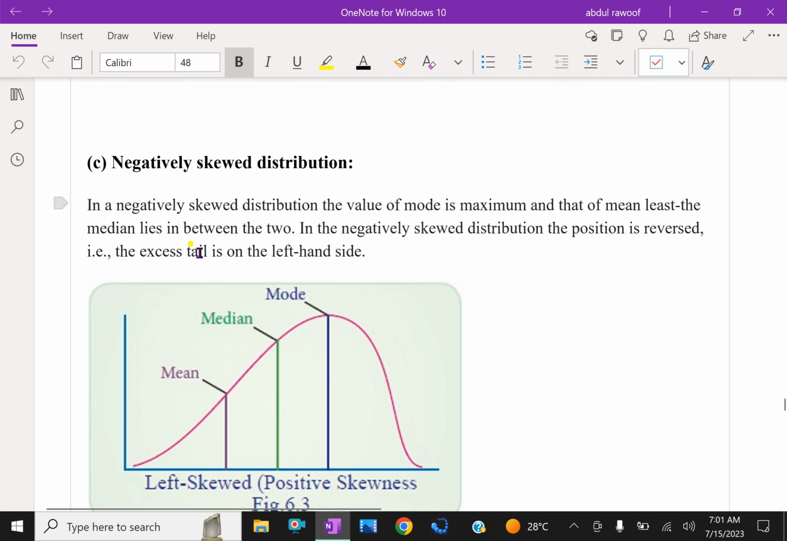In a negatively skewed distribution, the value of the mode is maximum and that of the mean is least. The median lies in between the two. In the negatively skewed distribution, the position is reversed. That is, the excess tail is on the left side. This is the excess tail on the left side. The mode is the highest.